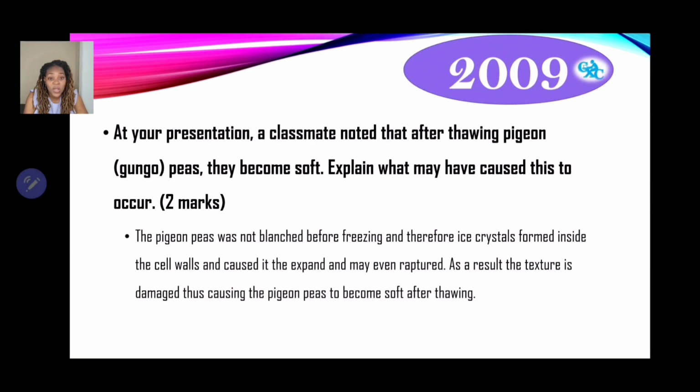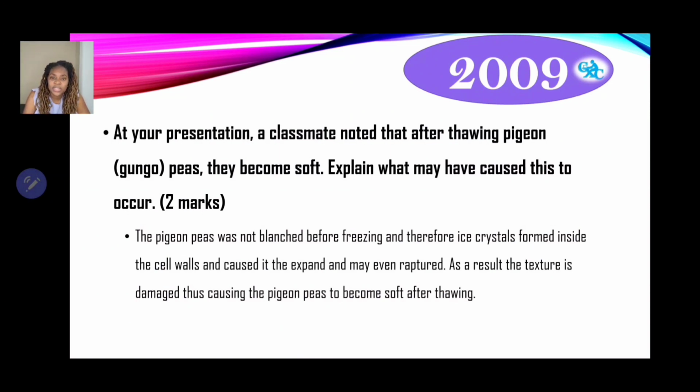Explain what may have caused this to occur. 2 marks. Now, why do you think after freezing the pigeon peas or the gungo peas, they became soft? Can you tell? I know you can tell. So the pigeon peas was not blanched before freezing, right? And therefore, ice crystals formed inside the cell walls and caused it to expand and may even have ruptured. As a result, the texture is damaged, thus causing the pigeon peas to become soft after thawing.